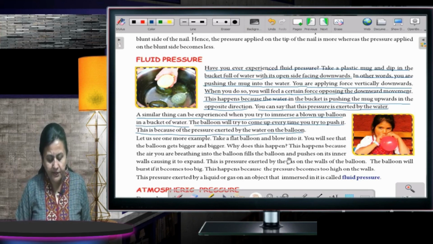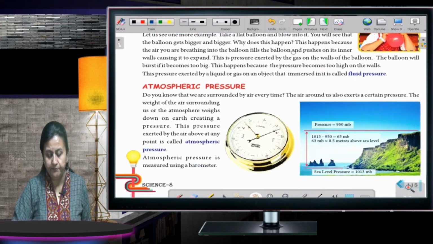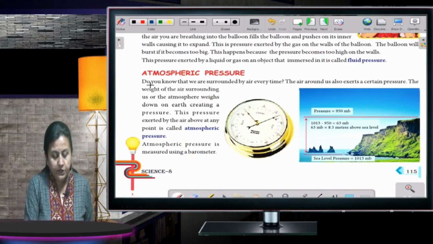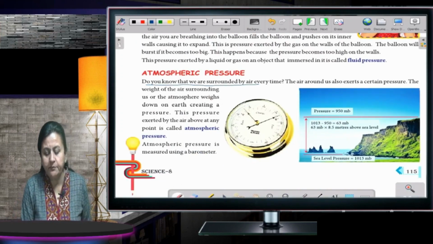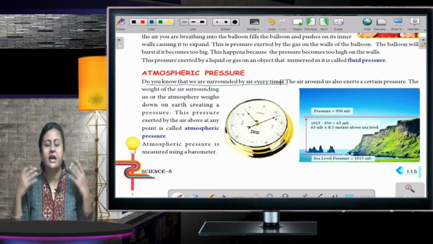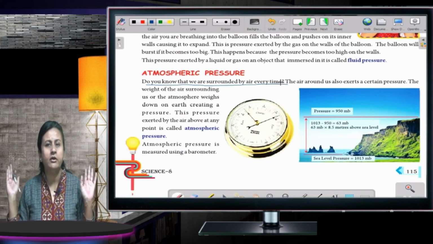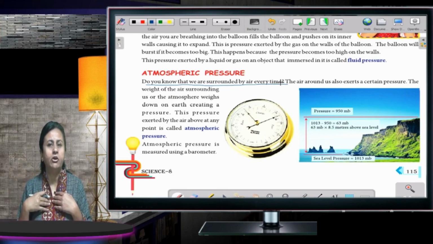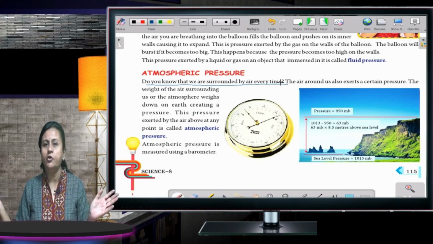Now, the next one is atmospheric pressure. Do you know that we are surrounded by air every time? Yes, that is very true. Every time, air is all around us. Even right now, I'm standing, and everywhere around me is air.